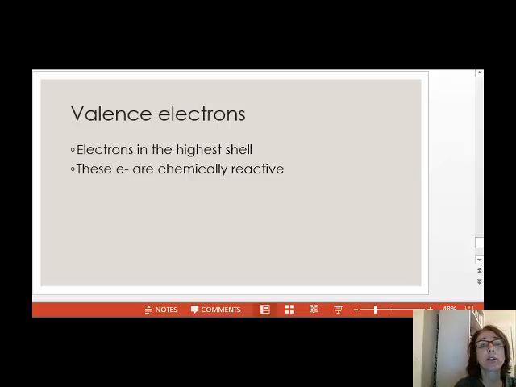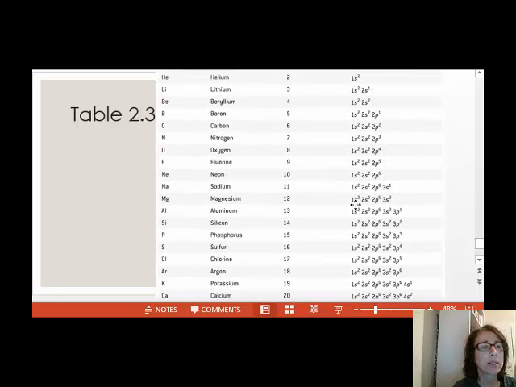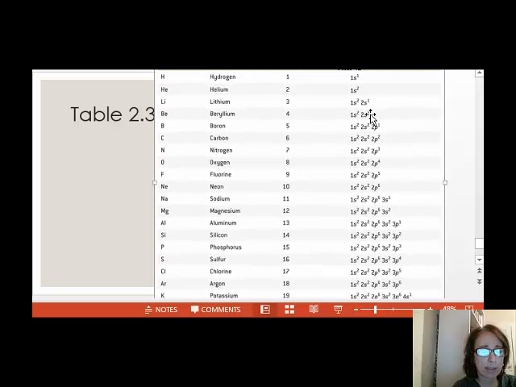Valence electrons are the electrons that are farthest from the nucleus. These are the electrons in the highest occupied shell. These electrons are chemically reactive. Looking at the electron configurations on Table 2.3 from the text, we see that the highest shell for beryllium, for example, is 2, and there are 2 electrons in the 2s subshell. Thus, beryllium has 2 valence electrons.